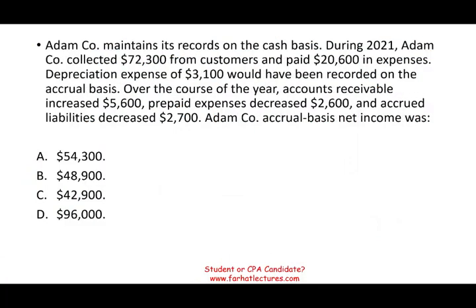So let's take a look at the first question. What is Adam's accrual basis net income?